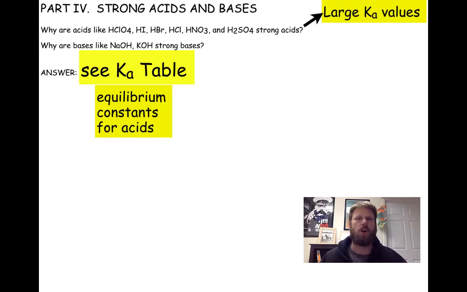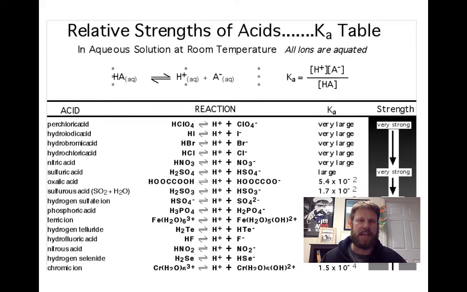Strong acids have large Ka values, and likewise, strong bases will have large Kb values. Kb stands for equilibrium constant for a base. So let's look at that table.